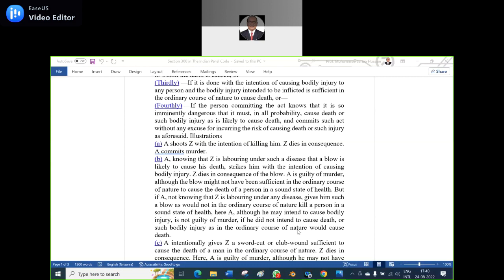So here the question is, A knows that Z is laboring under such a disease. That means he has the intention, and he has given a blow. If he knows that the striking of a blow is enough to cause bodily injury, and consequently that he is going to die, then it amounts to murder. If not, it is a culpable homicide only. And Z dies in consequence of the blow, and A is guilty of murder clearly.